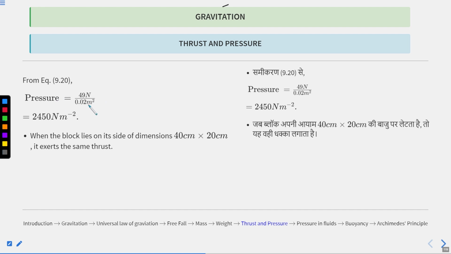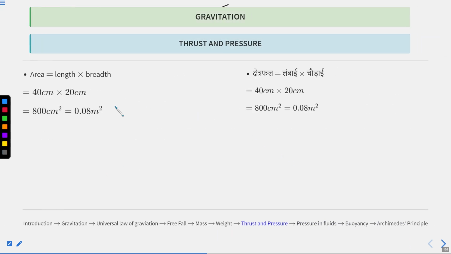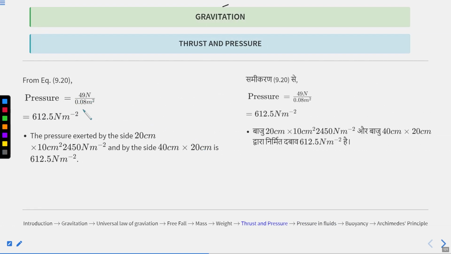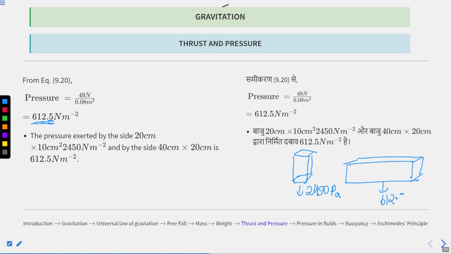So the pressure for the vertical case is 49 divided by 0.02 meter square. Pressure is 2450 Pascal or Newton per meter square. This is the pressure for the first case. In the second case, the surface area is 0.08 meter square. So the pressure is 49 divided by 0.08 meter square. Pressure is 612.5 Pascal. So from this example, you can clearly see that when surface area is small, pressure is high, because in the first case the pressure is 2450 Pascal, and for the horizontal case, the pressure is 612.5 Pascal.